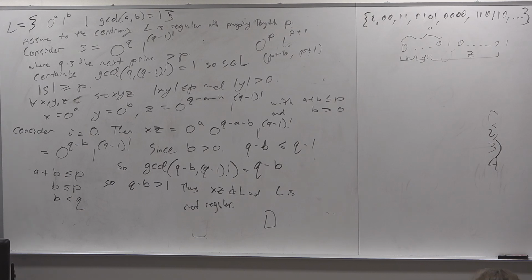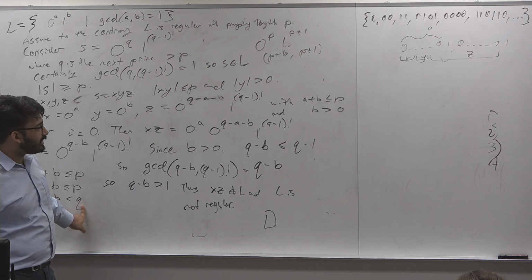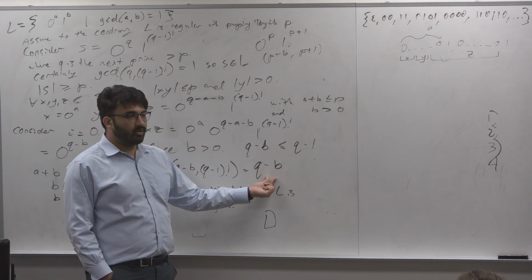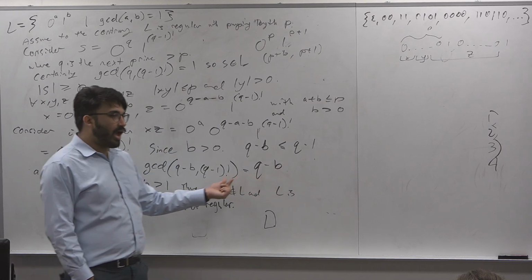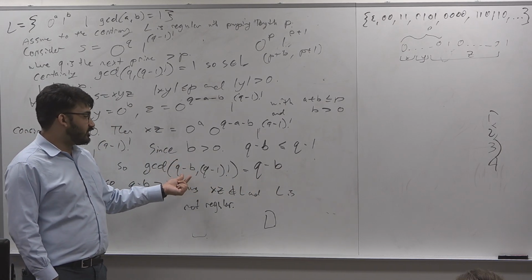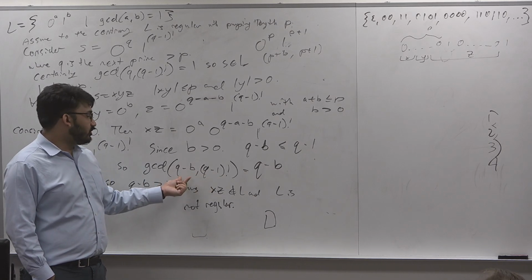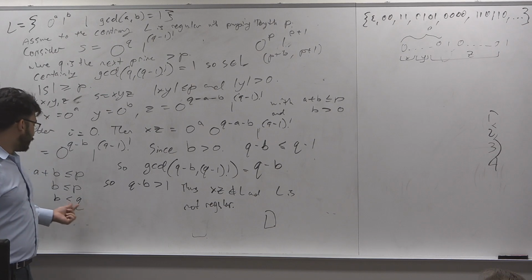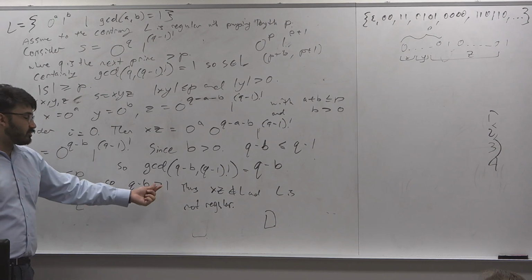Yes? If B is less than Q, how do we go from that to Q minus B greater than 1? If B is less than P, then B is also less than Q. So what we don't want is for this to be accidentally 1, right? We want it to be something else, not the factor remaining that's just 1. Because the GCD of 1 with anything would be 1, right? So we don't want this to be 1. So we just say, since B is strictly less than Q, then Q minus B must exceed 1.